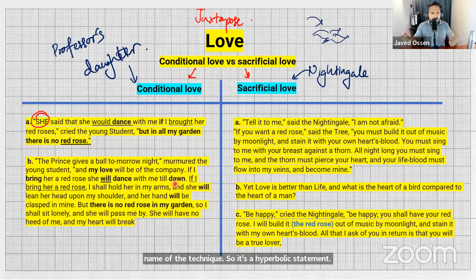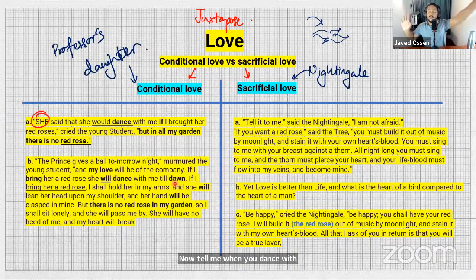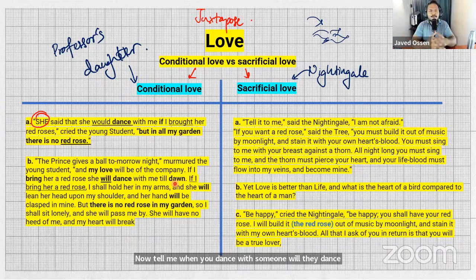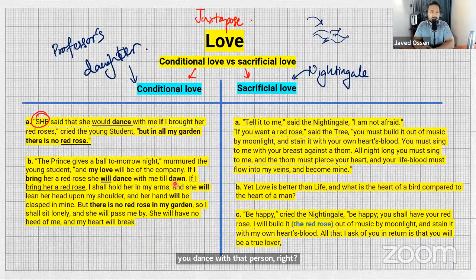"And if I bring her a red rose, I shall hold her in my arms and she will lean her head upon my shoulder." Now tell me, when you dance with someone, will they dance 100 meters far away while you are dancing here, right? No, you get physically close to that person when you dance with that person, right? It is a tradition, to be honest, if you dance with a person. So the young student also wants to get physically close with this professor's daughter, right? And he says that he loves her. How can you prove that the young student loves the professor's daughter? "And my love," he doesn't call her by her name. He doesn't call her she-dog. He calls her his love.